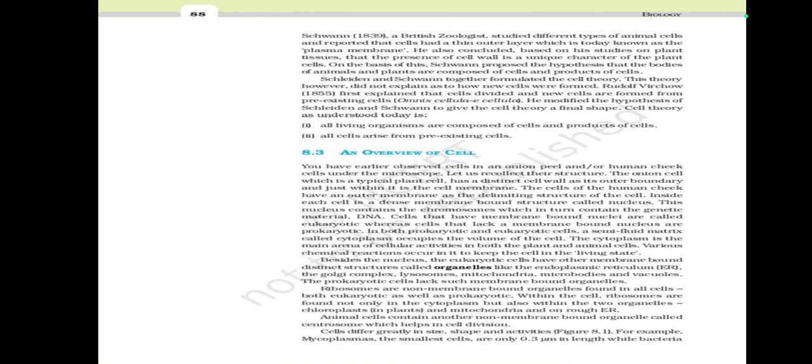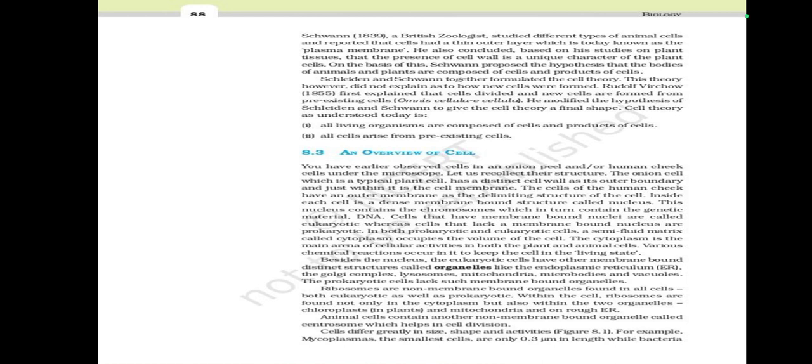Various chemical reactions occur in it to keep the cells in the living state. Besides the nucleus, the eukaryotic cells have other membrane bound distinct structures called organelles, like the endoplasmic reticulum, Golgi complex, lysosomes, mitochondria, microbodies, and vacuoles. The prokaryotic cells lack such membrane bound organelles.